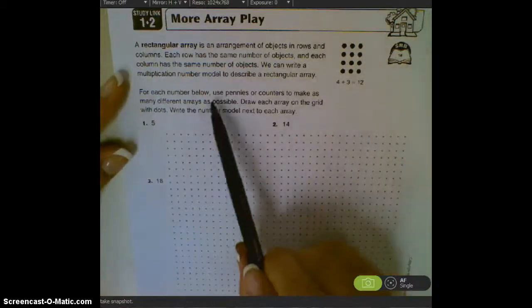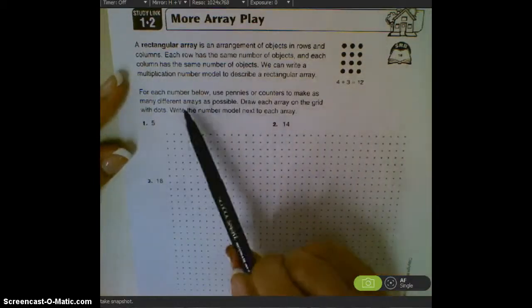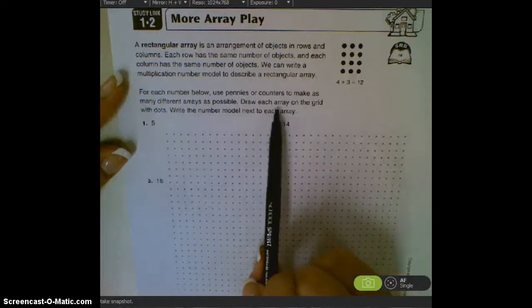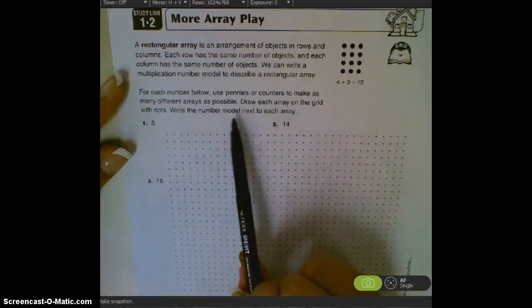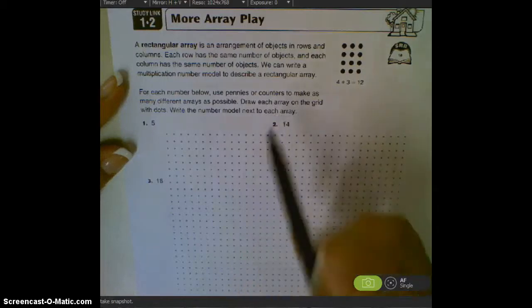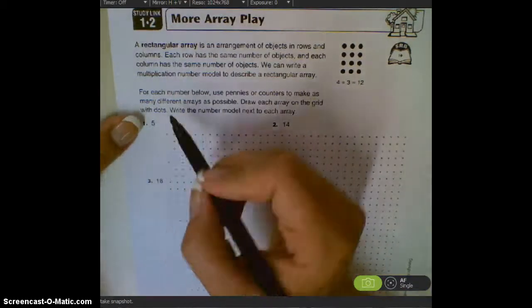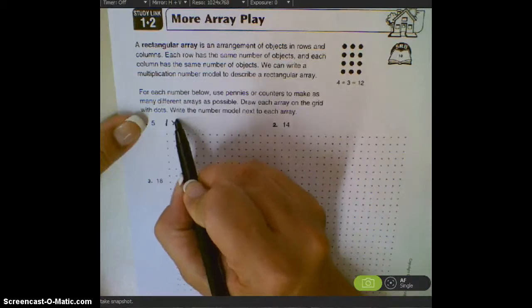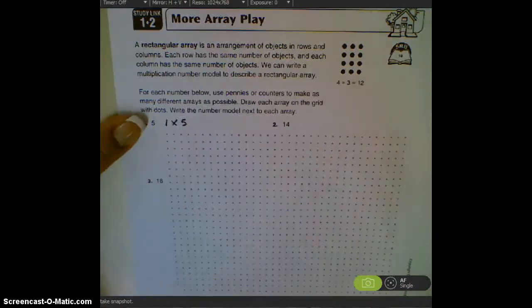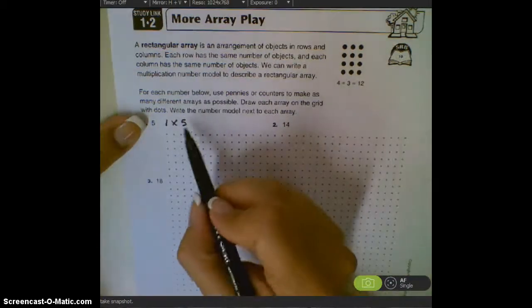For each number below, use pennies or counters to make as many possible arrays as you can. Draw each array on the grid with dots. Write a number model next to the array. So 5. Different ways to make an array for 5. There's a 1 by 5 or a 5 by 1, and they're basically the same thing.